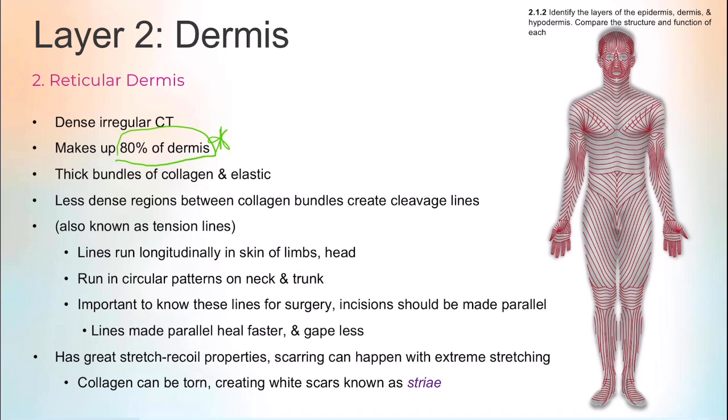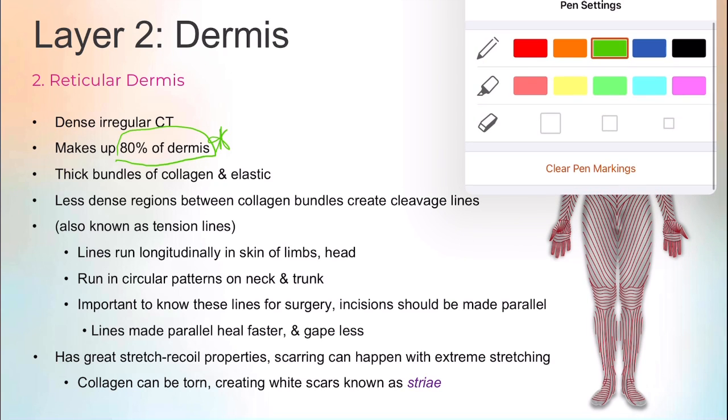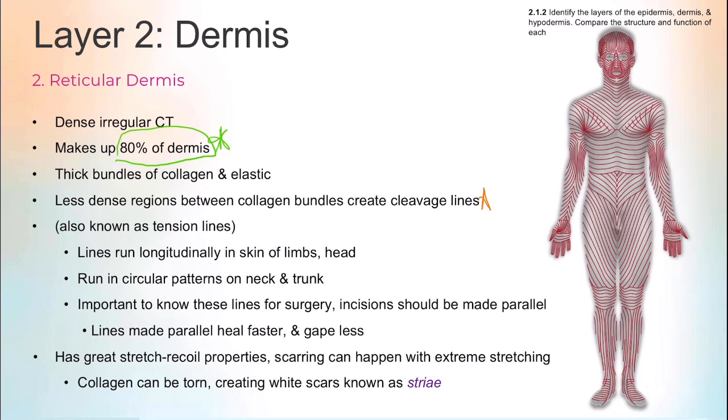This guy is going to have very thick and large bundles of collagen and elastin fibers, and we will see that these create something known as cleavage lines. So be aware of cleavage lines. We will work with these in class, so you will see them. These right here are cleavage lines on this model. So you can see all of the areas where skin typically folds. This is due to the amount of tension from that tissue.